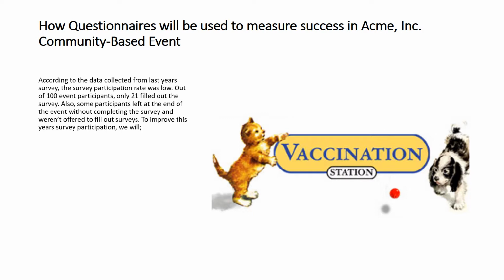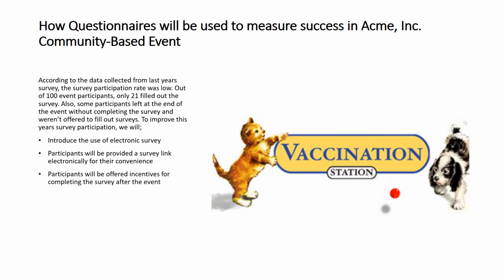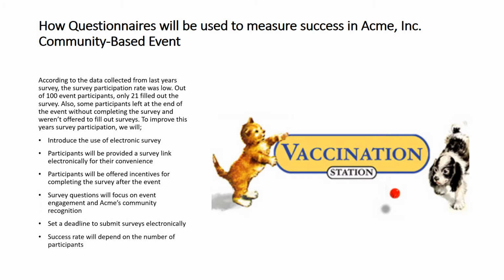To improve this year's survey participation, we're going to do something differently. We're going to introduce the use of electronic survey. Survey participants will be provided with a link electronically for their survey. Also, participants will be offered incentives for completing the survey after the event. The survey questions will focus on event engagement and Acme's community recognition. We're also going to set a deadline to submit surveys electronically. Again, the success rate will depend on the number of survey participants.